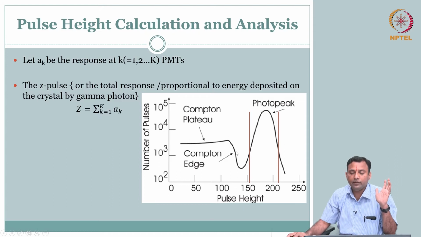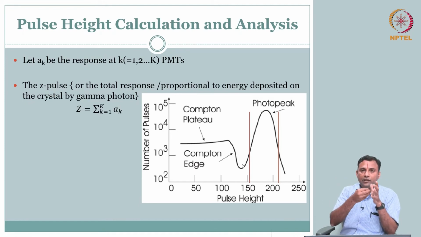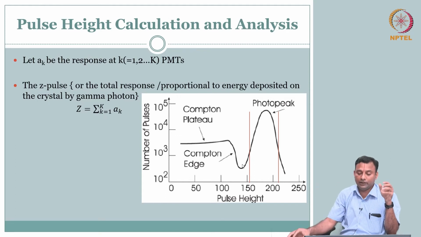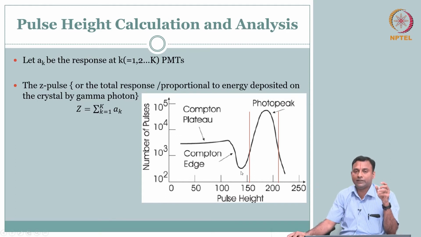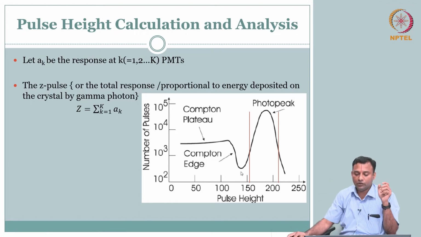When you have interaction, we talked about Compton scattering: h mu comes, h mu dash goes at a theta angle. When is the lowest energy? When the scattering is 180 degrees. So the Compton edge represents the back scattered photons. So there are also those.